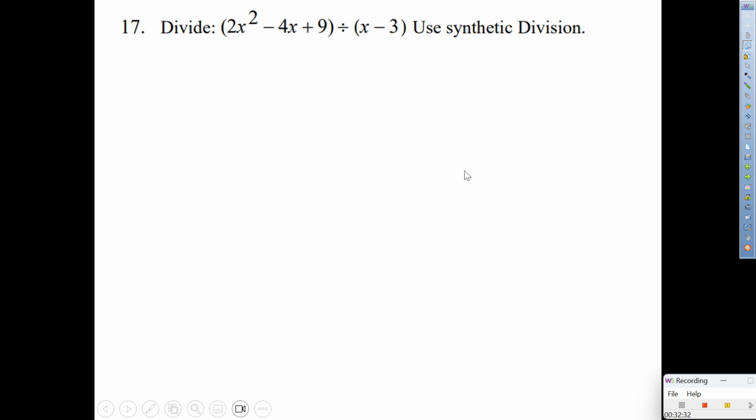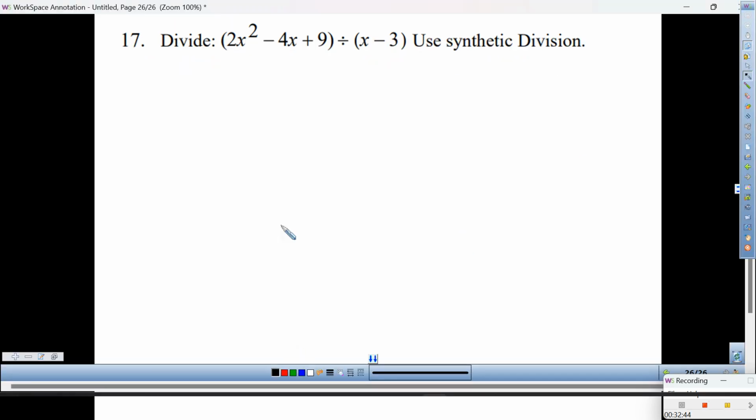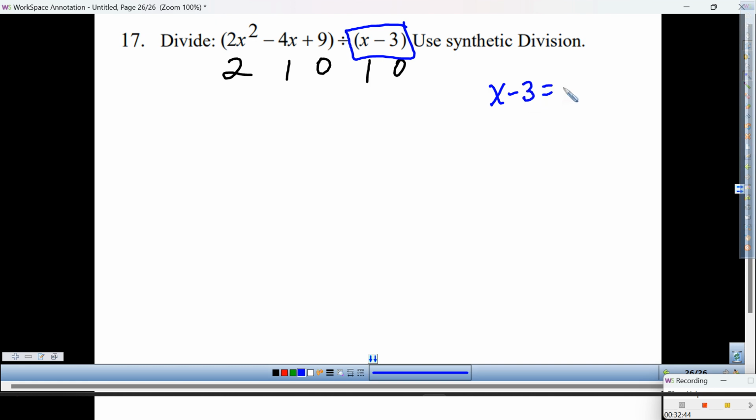All right. 17, it says, divide 2x squared minus 4x plus 9 divided by x minus 3 using synthetic division. Once again, tell your neighbor, what's the first thing we check for? Yeah, standard form. This is second degree, first degree, 0 degree. Standard form, yes. Anything missing? No. First degree, 0 degree? Yes. Anything missing? No. So, second step, you take the divisor and set it equal to 0.